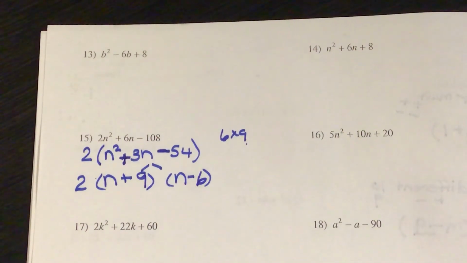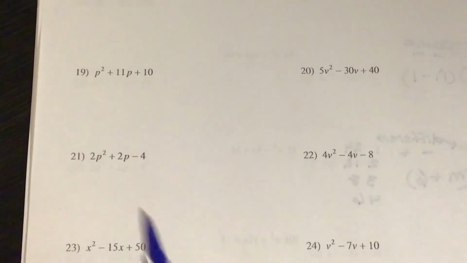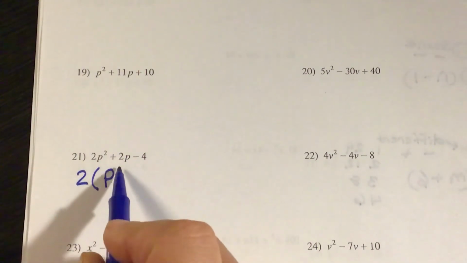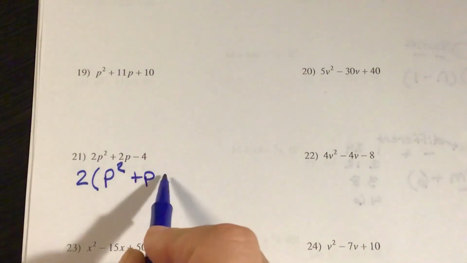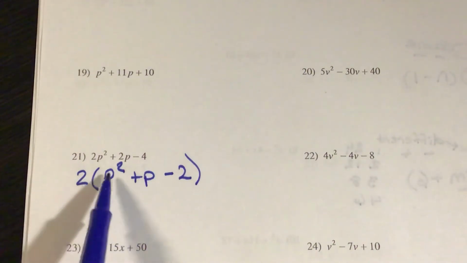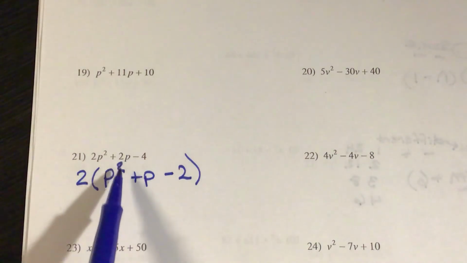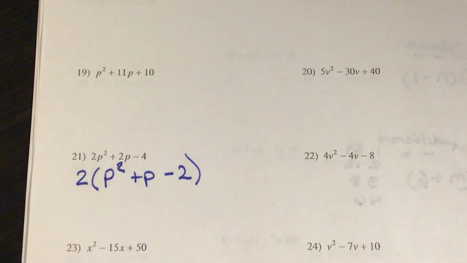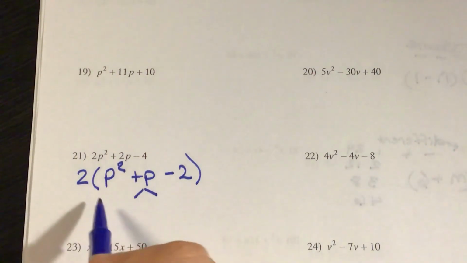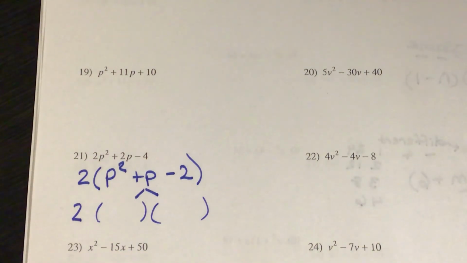All right, so there's a few more of those on this page, like number 21. Again, you're just pulling out the 2, and you have p squared plus p minus 2. And if you do the distributive property, 2 times p squared is 2p squared, and 2 times p is 2p, and 2 times negative 2 is negative 4. Okay, so then we're going to try and break this trinomial down to two parts. All right, and that's going to be it.